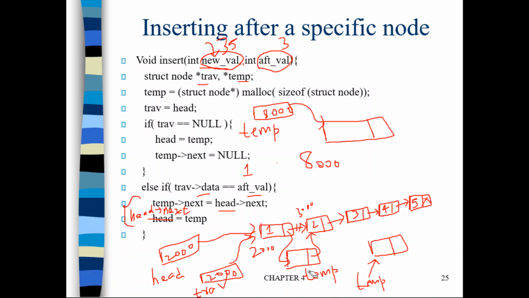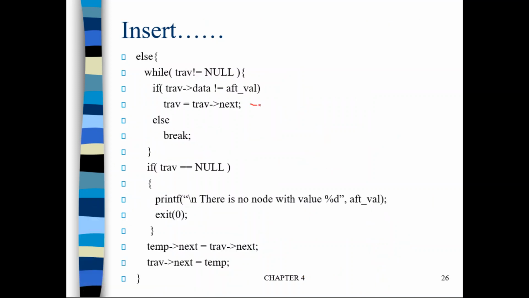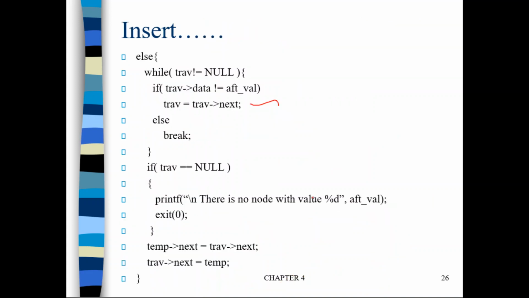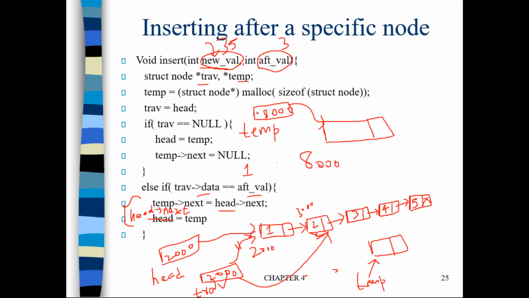Okay, let me delete this, otherwise it will create confusion. Okay, so if that is the case, then what should be done? Then traverse is equal to traverse arrow next. So now what will traverse become? Traverse arrow next is 3000. So it means that now traverse is not pointing to the first node, now it is pointing to the second node. Say the second node's starting address is 3000. Again we check whether traverse not equal to null. Yes, it's not equal to null.